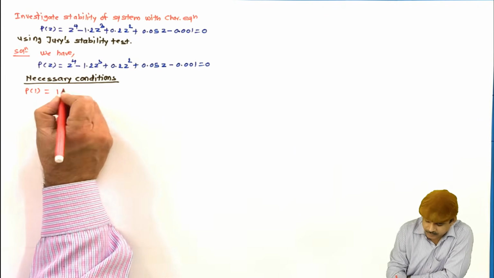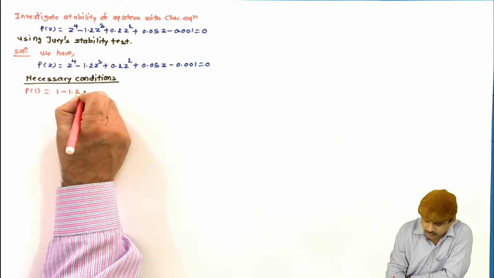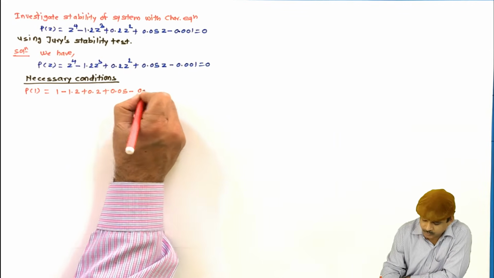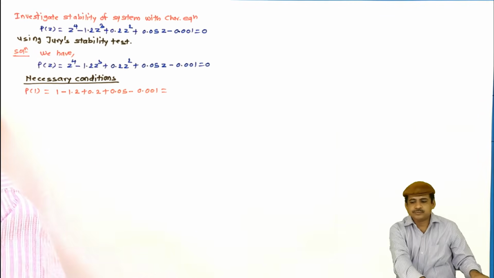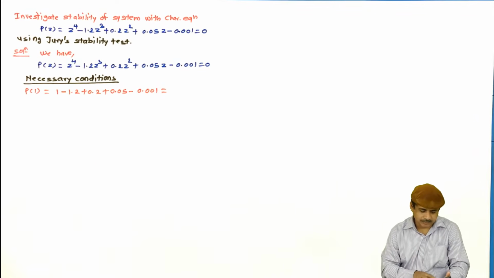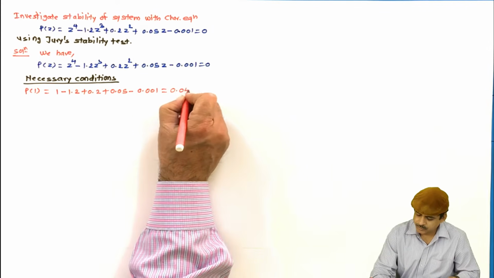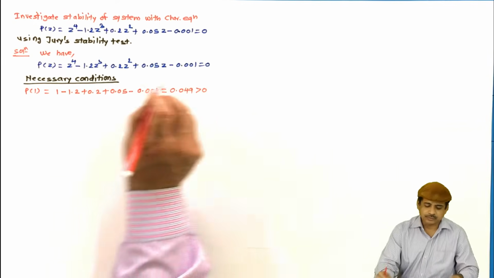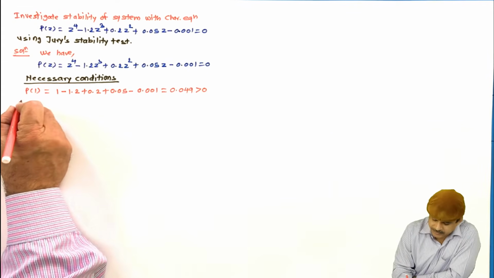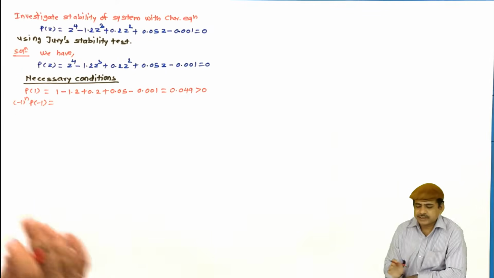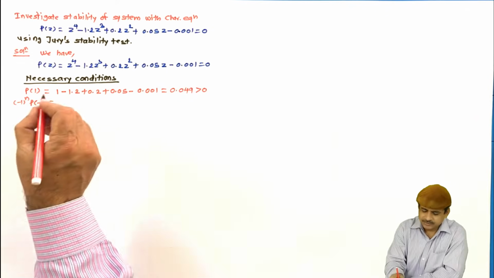Put 1 instead of z, so 1 minus 1.2 plus 0.2 plus 0.05 minus 0.001, it is 0.049, that is greater than 0. Next condition is minus 1 raised to n P of minus 1. So here n is 4, so minus 1 raised to 4 is 1.